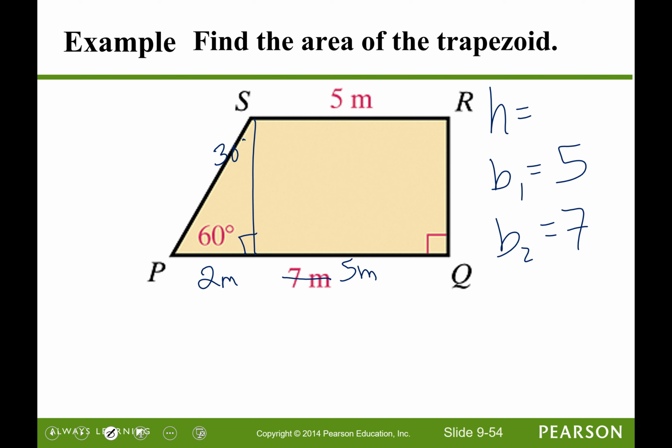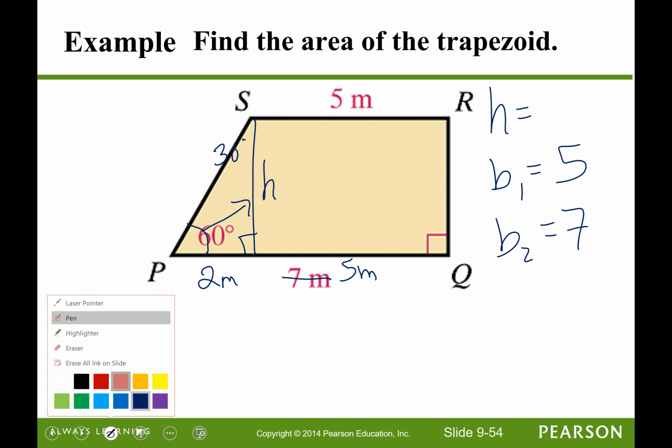It's the last thing we need to apply the formula. So H, I'm going to put it right there. So it turns out we are looking for the side length opposite the 60-degree angle. Here's the 60-degree angle, and this would be the opposite side. So you can use trigonometry, or you can use special triangles to find the length opposite that 60-degree angle, which is the height of the trapezoid. Okay, I'm going to go ahead and use special triangles. So let me switch colors.